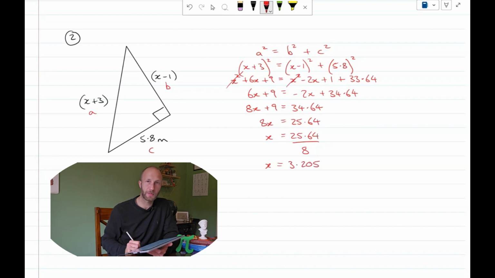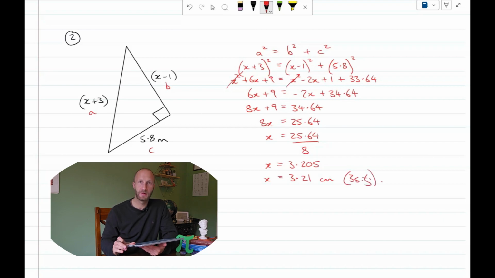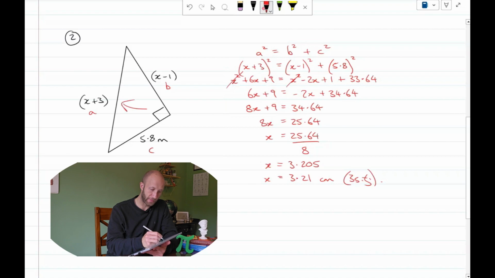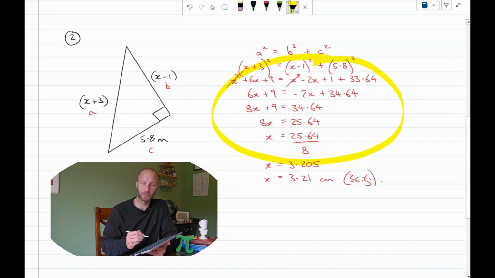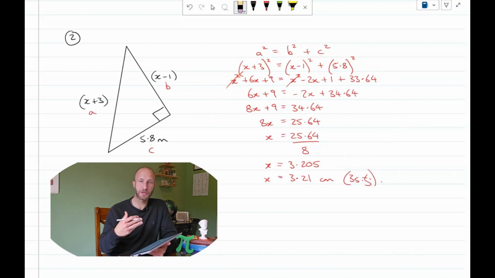It does terminate there, so I don't need dots. And then I could round this to 3.21. Again, it's all in centimetres. And I should write my degree of accuracy to 3SF. Pythagoras hasn't changed. It's still right angle triangles. It's still a squared equals b squared plus c squared, where a is the hypotenuse opposite the right angle. What's more difficult is the algebra involved in solving. And that's why it's so important to watch all these videos on equation solving right from the start so you can build up your answer.